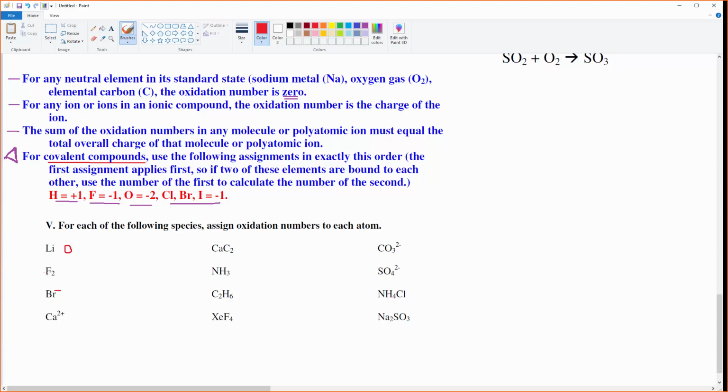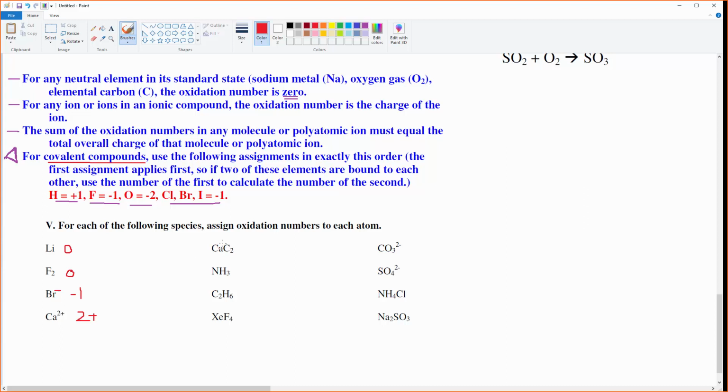All right, what about this F2? What about the fluorine atoms here? They're also 0. Good. What about this bromine ion? What's its? Oh, Nicole's got it. -1. Perfect. And this calcium ion? Just the charge of the ion. Perfect. All right, that's not too bad.